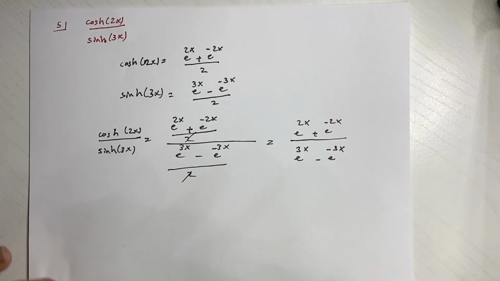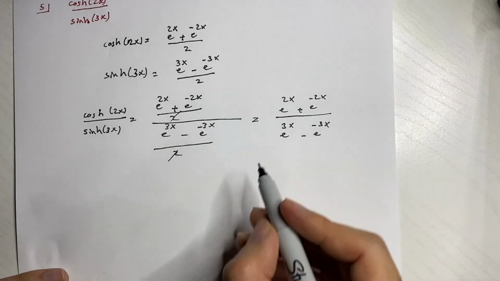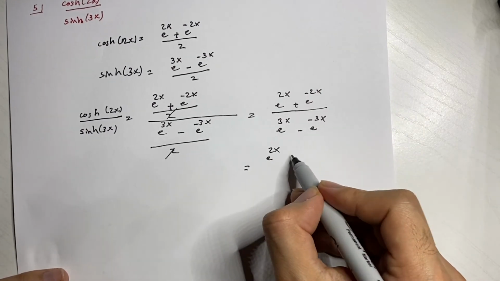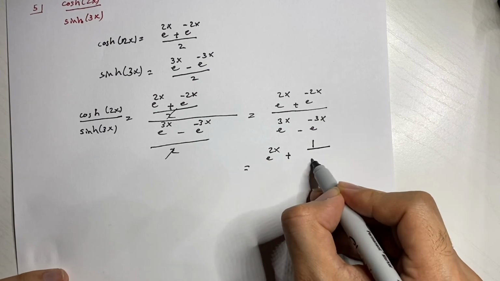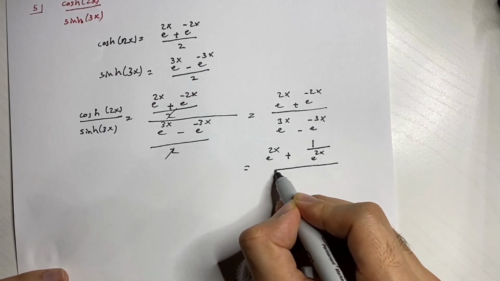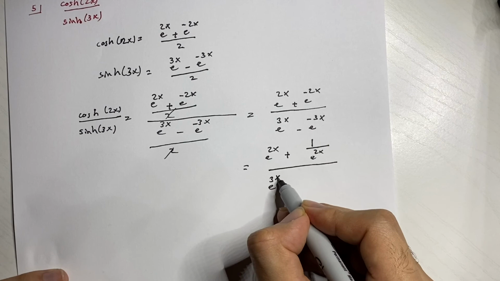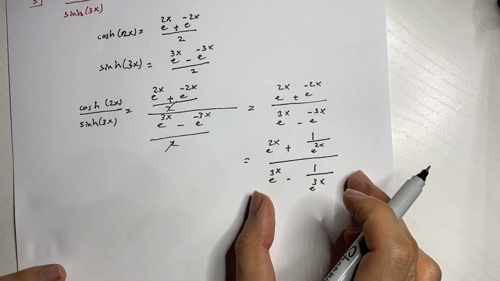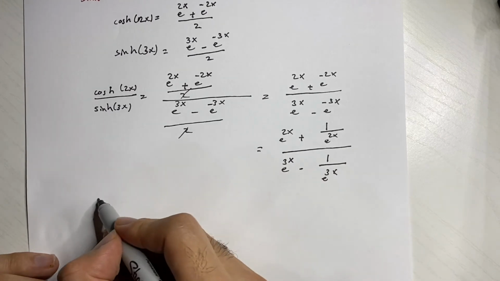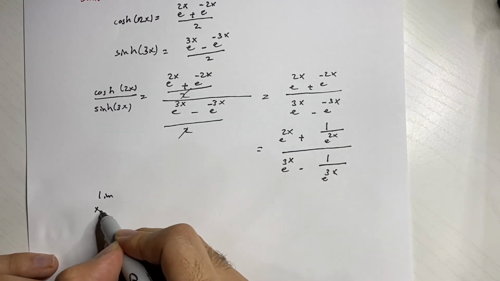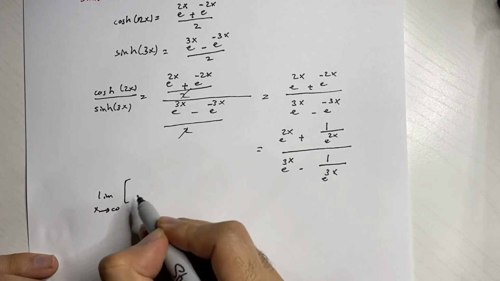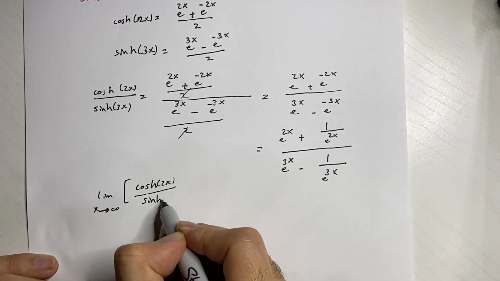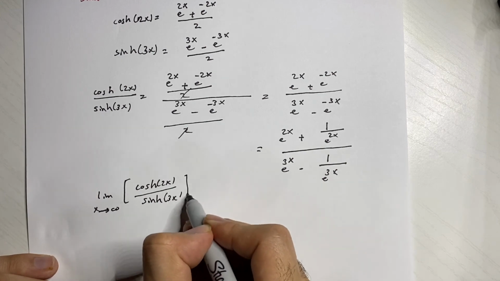Now I'm going to write these in fraction form. So the first one is 1 over e to the 2x, and the bottom term is going to be 1 over e to the 3x. Now we are ready to use the limit. So the limit as x goes to infinity of what we are given, which we can substitute by e terms.